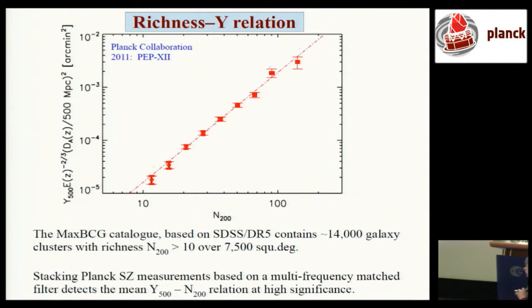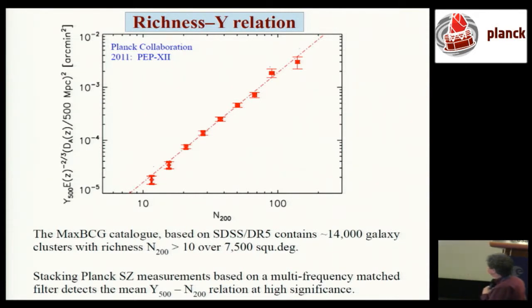Look at the error bars here. These are bootstrap error bars. They include some of the systematics. They're well under 10%, and it's a nice power law. So you certainly get results where the statistical significance is very high. So you've measured something very well. Then you have to figure out what it is you've actually measured.